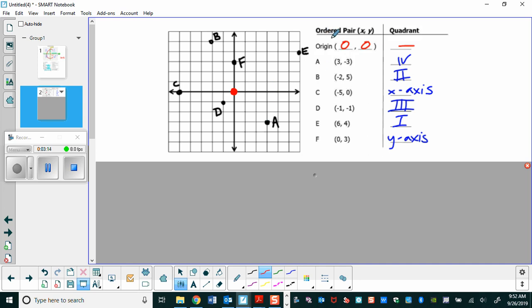So that's what we mean. It's called the origin because everyone would start there, and that's (0, 0), and that's not in any particular quadrant. All right. Now point A, I just pointed out, it was over 3, down 3, and that's in quadrant 4.